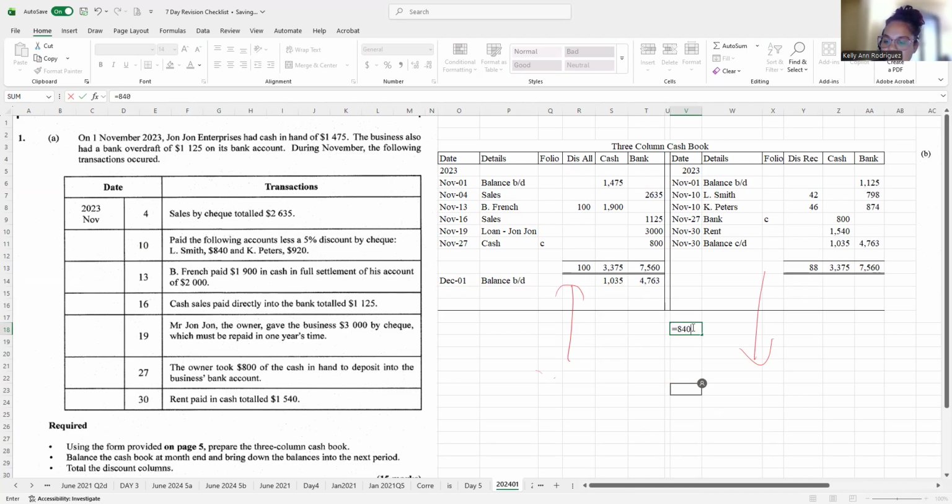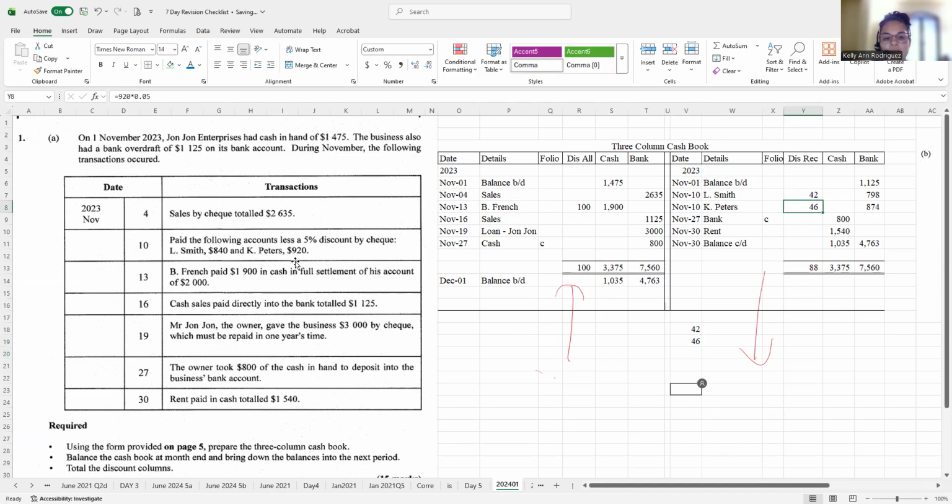So it's 840 multiplied by 0.05. $42 is your discount. You minus that from 840, and you get the amount that you're paying by check. Same thing with the other one, 920 multiplied by 5%, $46 discount. 920 minus the 46 is the amount you pay by check. Make sure you put it on the bank.